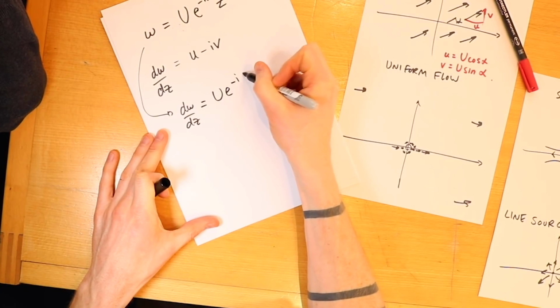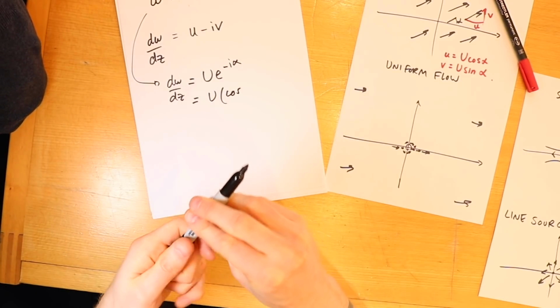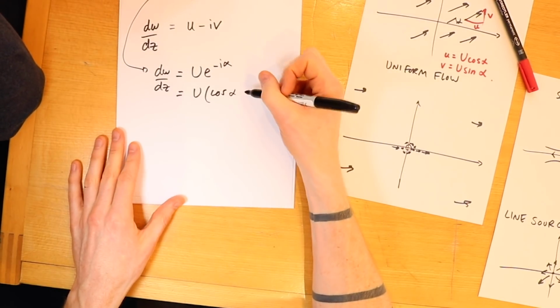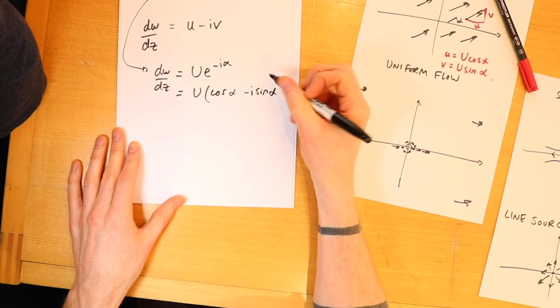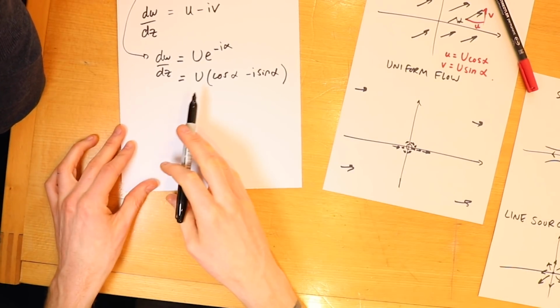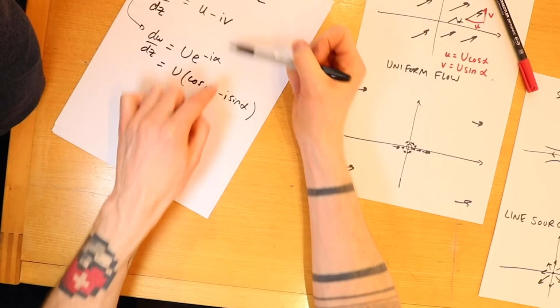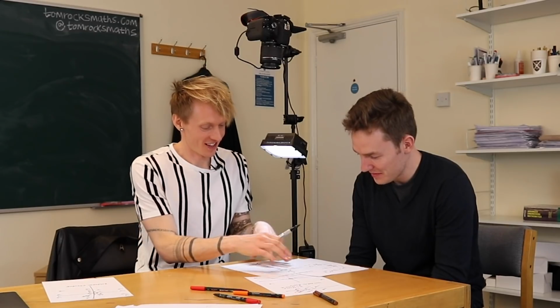So this has just come from the picture. And then given this formula, if you calculate dw by dz, you get U e to the minus i alpha, so that's U cos alpha minus i sine alpha, because U is just a constant. If you then say this relates to u minus iv, u is given by U cos alpha and v is U sine alpha. So they match up.